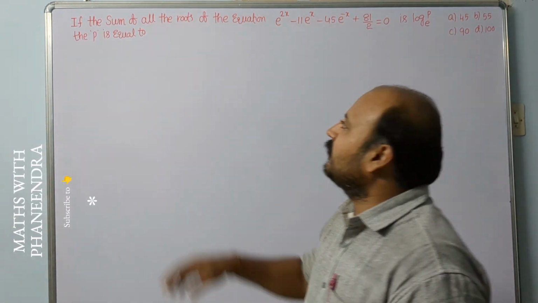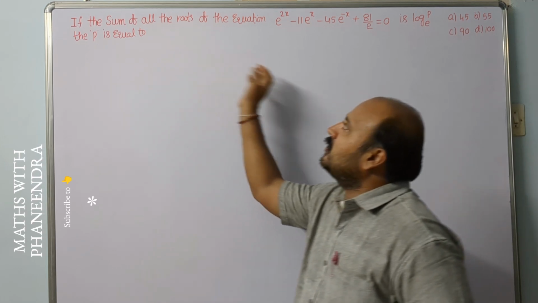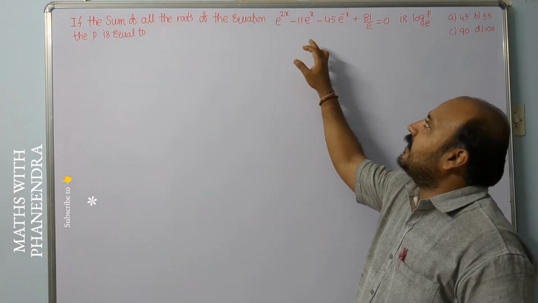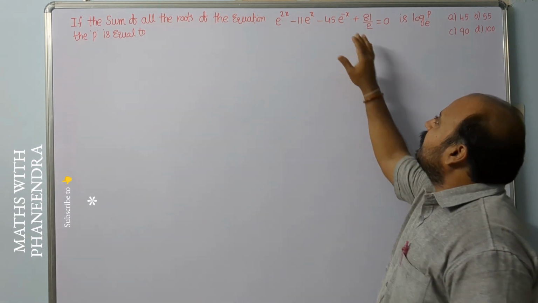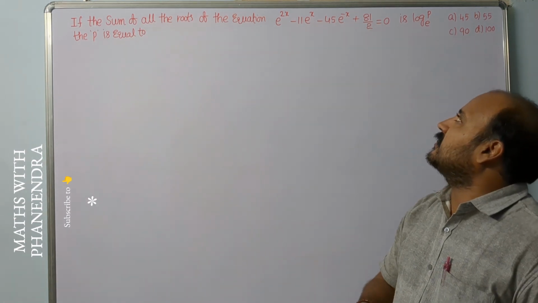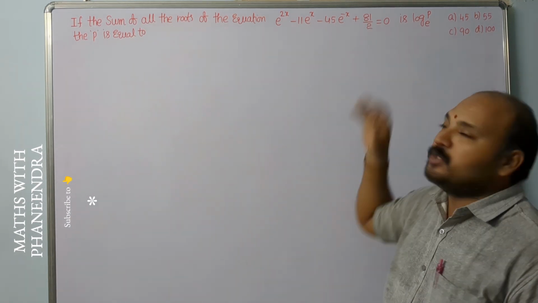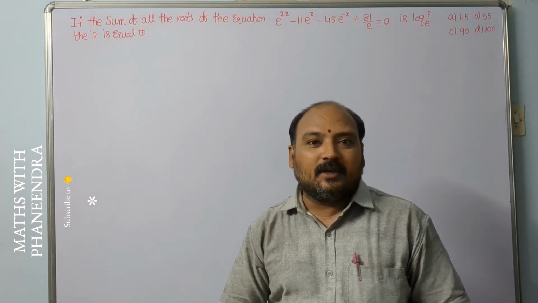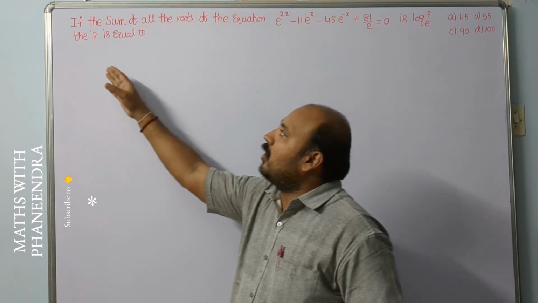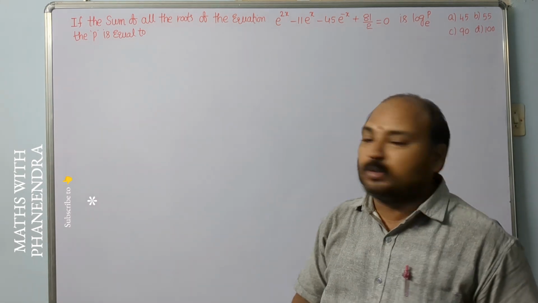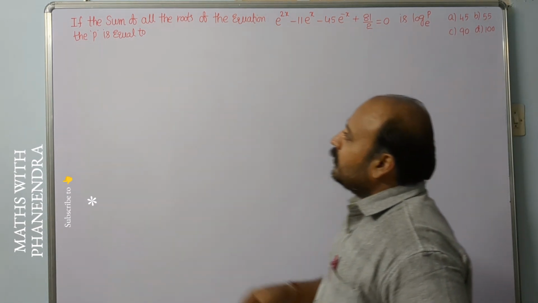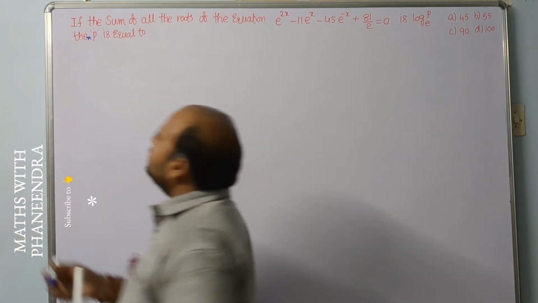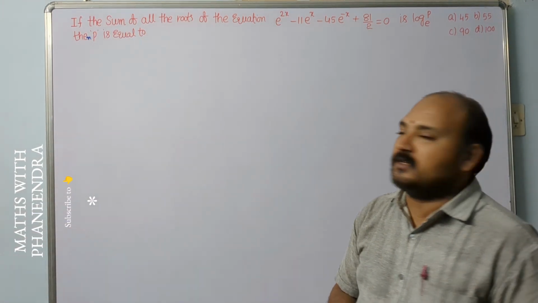The question here: if the sum of all the roots of the equation e power 2x minus 11 e power x minus 45 e power minus x plus 81 by 2 equal to 0 is log p to the base e, then the value of p is equal to, so how to calculate?